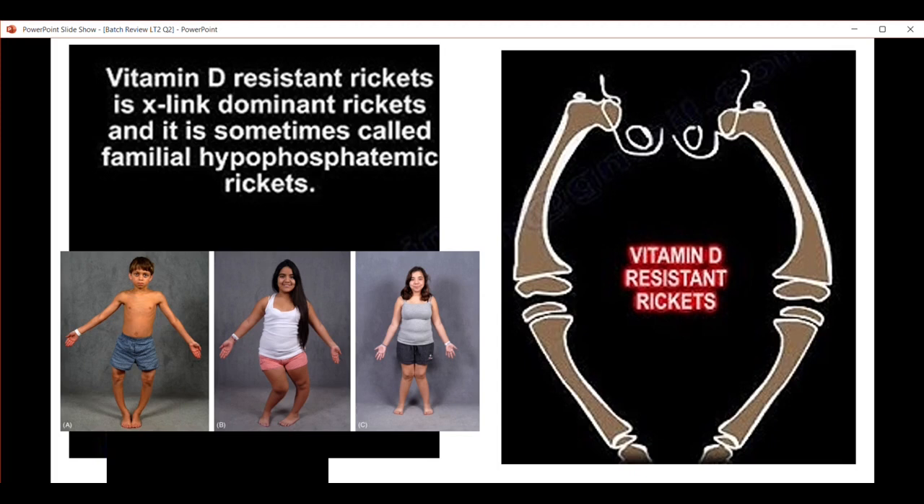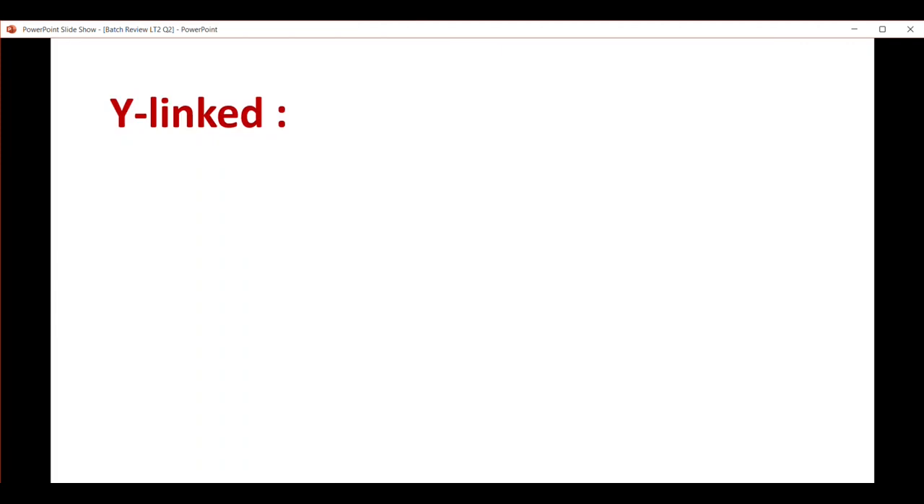So that is an example of X-linked dominant. Okay, last but not the least is Y-linked, and this is very easy because Y-linked is only found in the Y chromosome. So we would be expecting that only males will be affected by this one because only males will be carrying the Y chromosome.